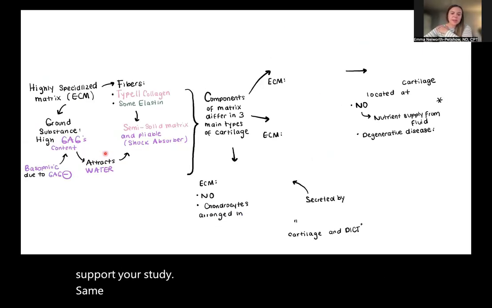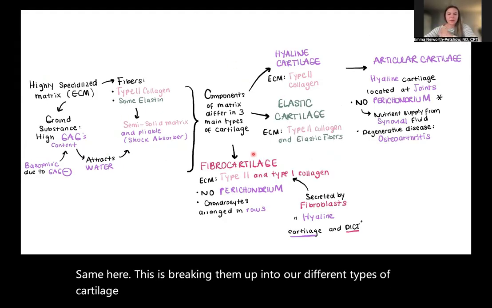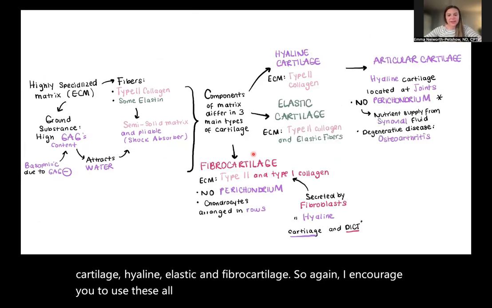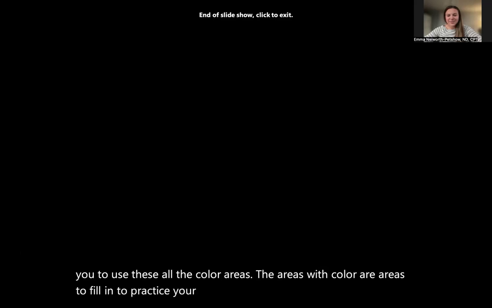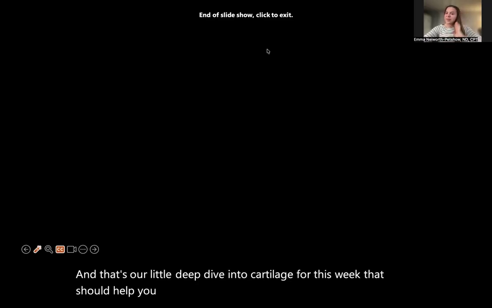Same here. This is breaking them up into our different types of cartilage: hyaline, elastic, and fibrocartilage. So again, I encourage you to use these. The areas with color are areas to fill in to practice your skills. And that's our little deep dive into cartilage for this week. That should help you get through your lab and help support your learning and knowledge and connect some of the physiology to the histology.